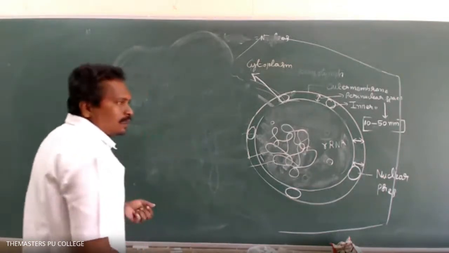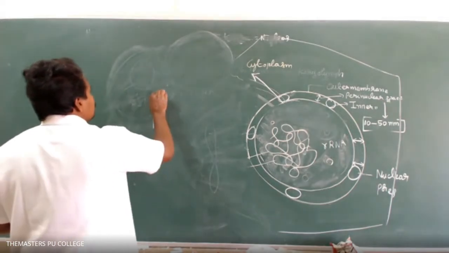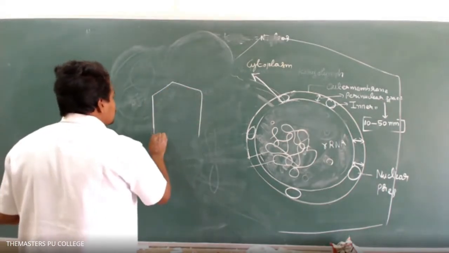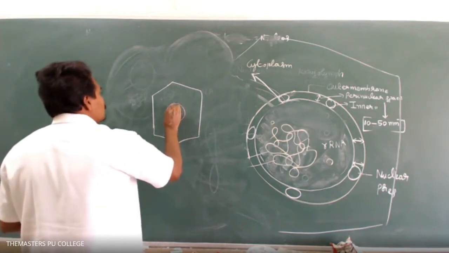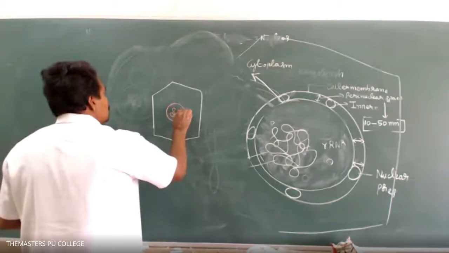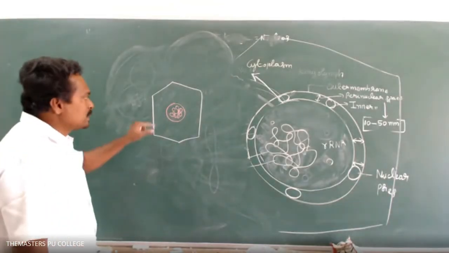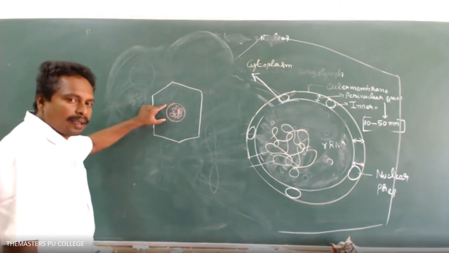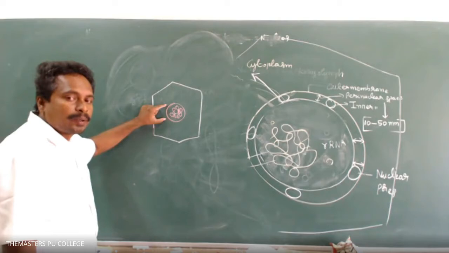Generally, one nucleus is present in each cell. The presence of one nucleus in a cell is called a monokaryotic cell.